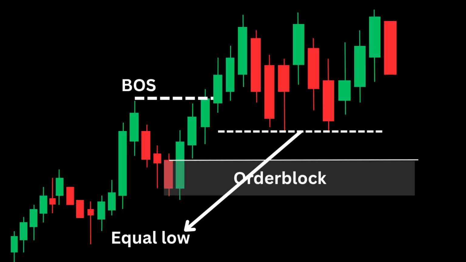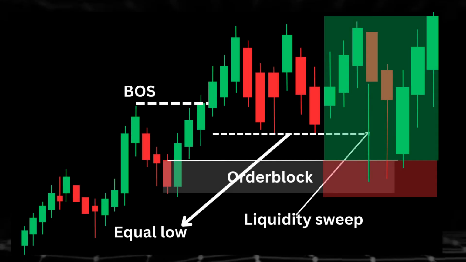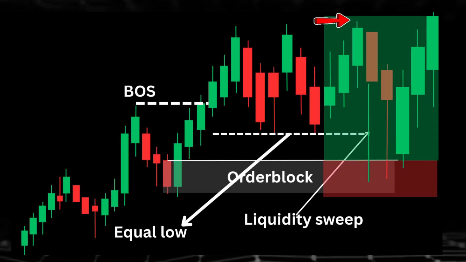Price formed equal lows after a bullish break of structure in an uptrend. We wait for price to reverse back and clear the liquidity, then tap our valid order blocks. Then price will rally up to our major high, which is our take profit target.